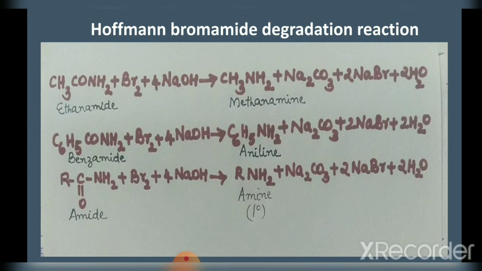Here the starting compound to be taken is an amide, and the amide is benzamide C6H5CONH2. Benzamide when treated with bromine and sodium hydroxide gives aniline C6H5NH2. The byproducts obtained are sodium carbonate, sodium bromide and water. Note that in this reaction, the amine obtained has one carbon less than the original amide taken. Therefore, it is known as Hofmann-bromamide degradation reaction.